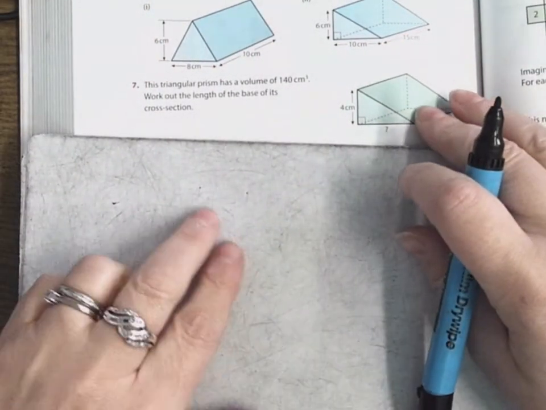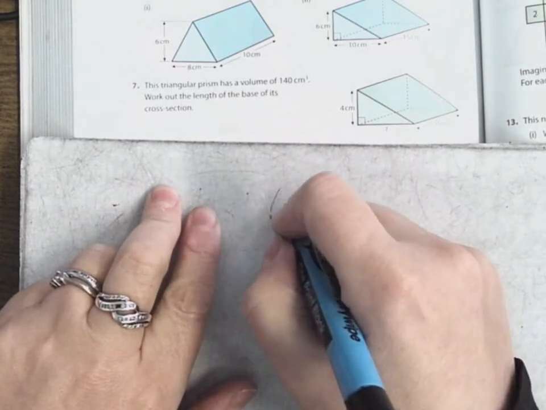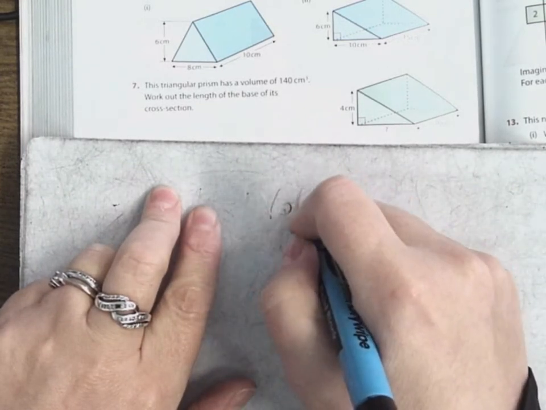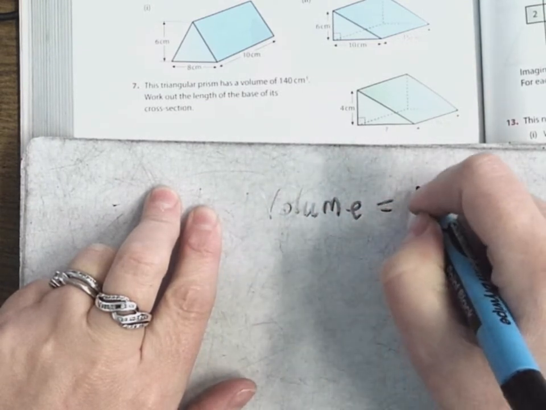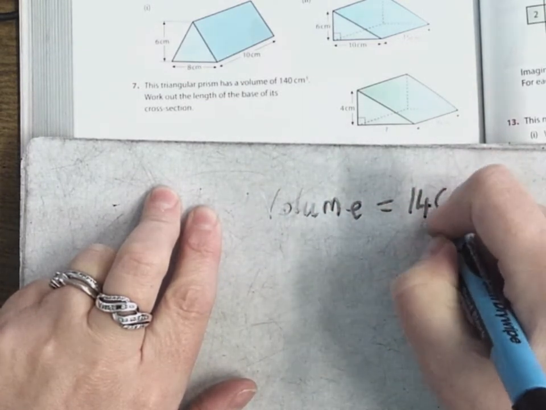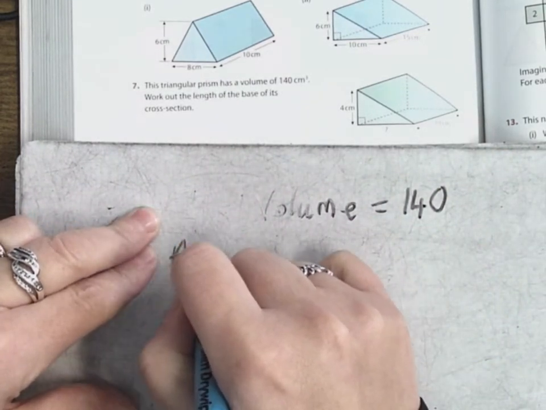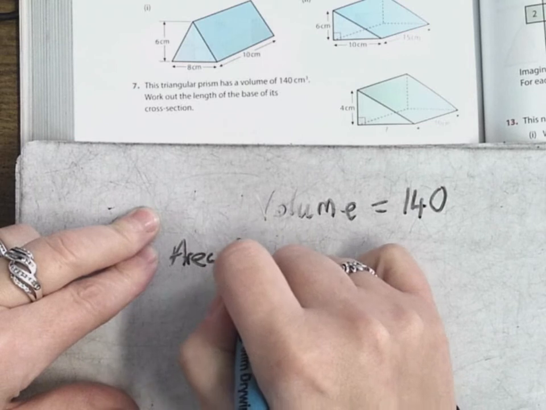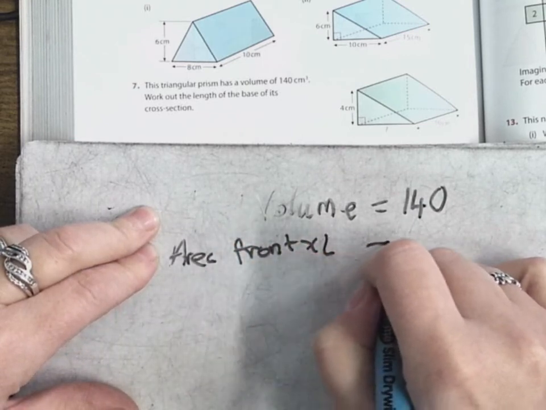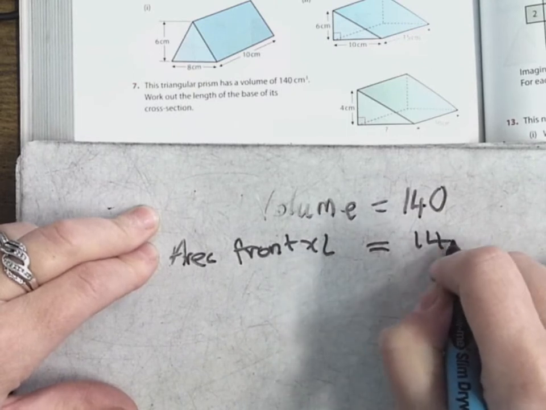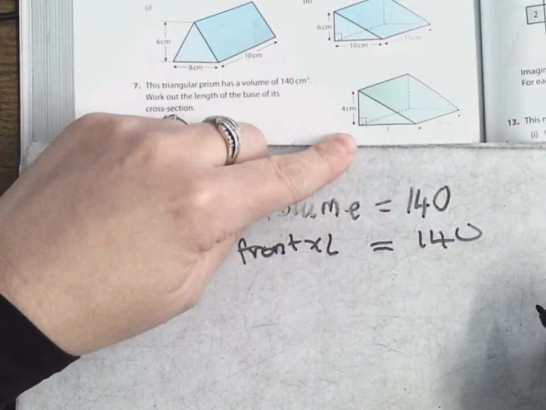They're telling me the answer, right? Okay, so they're telling me the volume equals 140. Okay, so you know the area of the front multiplied by the length is equal to 140. Okay, look at the front, tell me what shape it is.